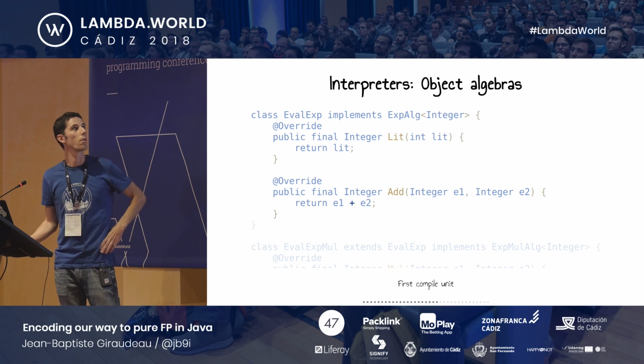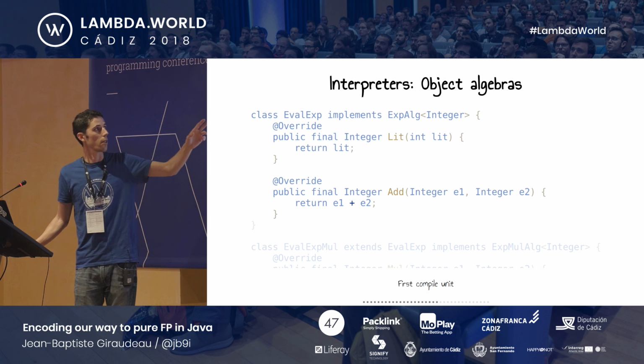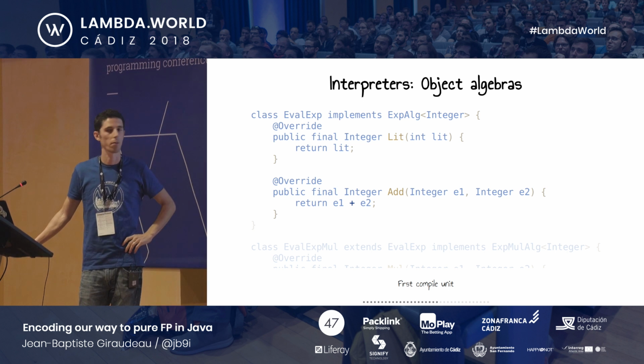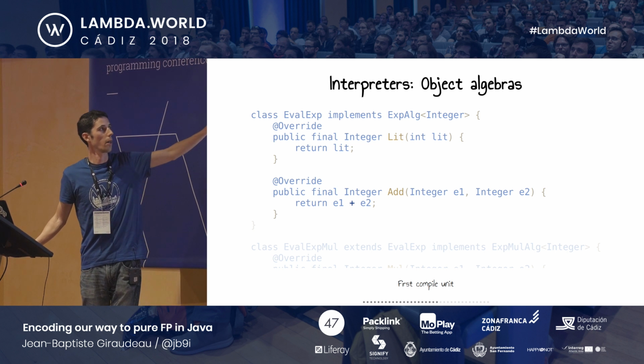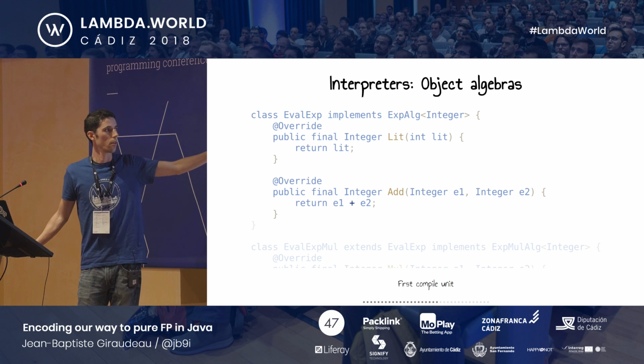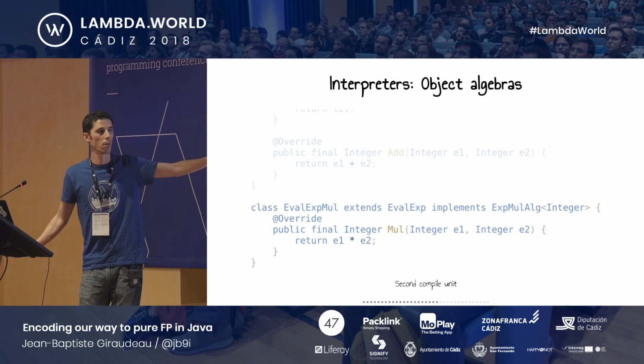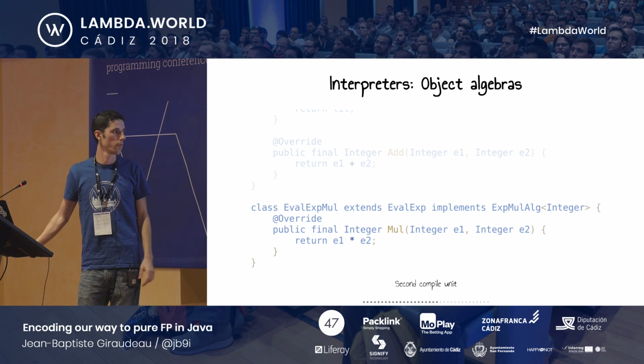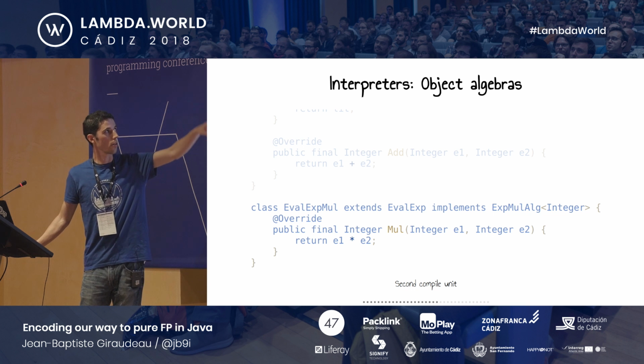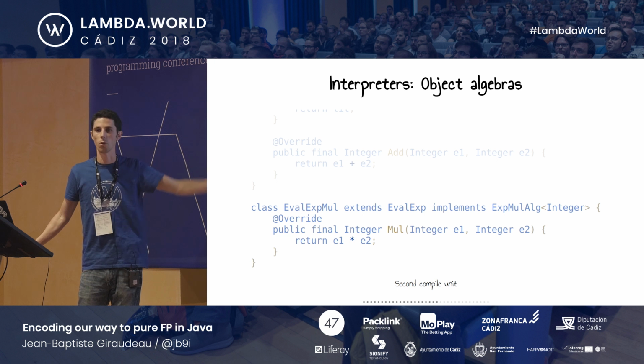Here are the interpreters for the object algebra. The Eval interpreter, quite straightforward. So it's one compiled unit. You cannot touch it anymore, but you want to reuse it when you add the multiplication case, and you do that. You just extend the original algebra, you implement multiplication, and you are done. So it's quite easy.